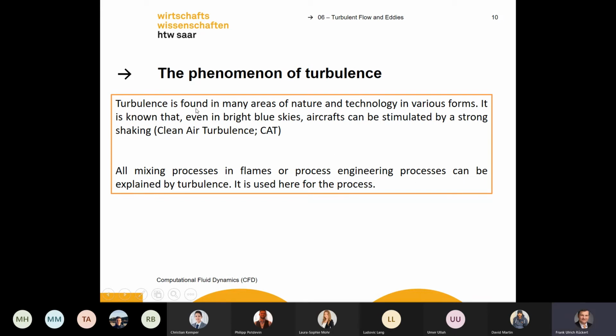So turbulence is found in many areas of nature and technology in various forms. It is known that even in bright blue skies, aircraft can be shaken strongly. So even if you do not see the turbulence, it can affect you. It can influence your fluid flow, or for example the premixing process in flames.